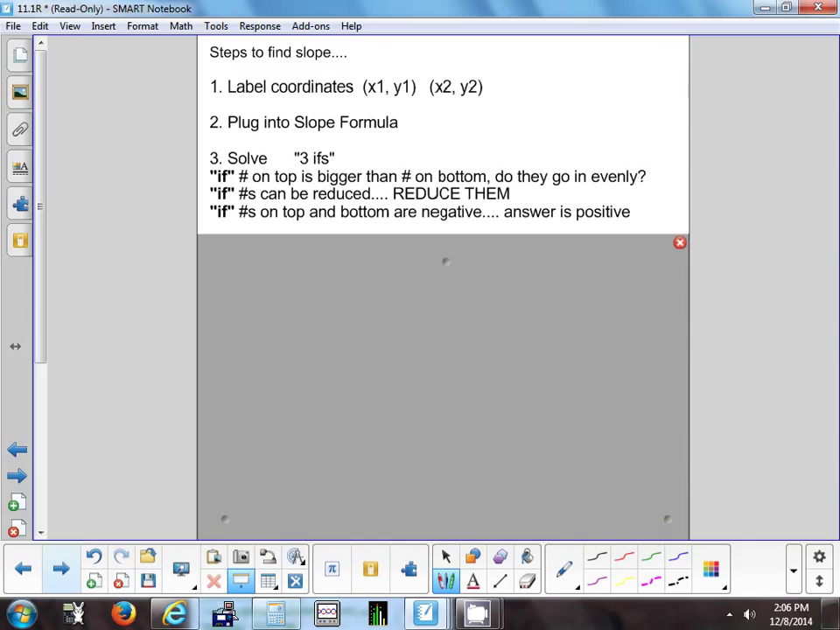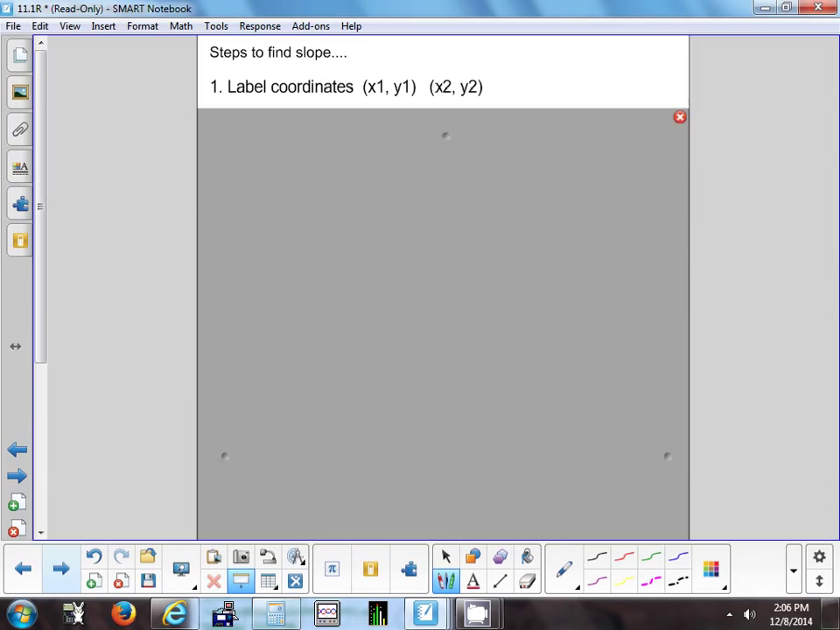All right, so guys, when you have slope, right below your slope formula, you have those steps. The first thing you're going to do is label your coordinates, just like Mr. Hager showed you guys earlier. x1, y1, x2, y2. All right? As I had something like that, my first coordinate is 3, 2. My second coordinate is -3, 1.